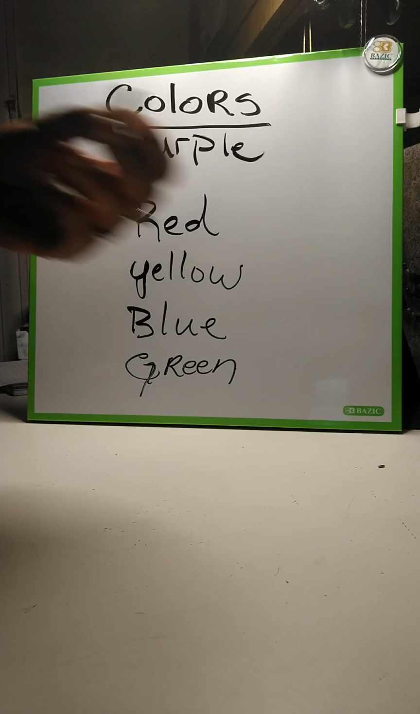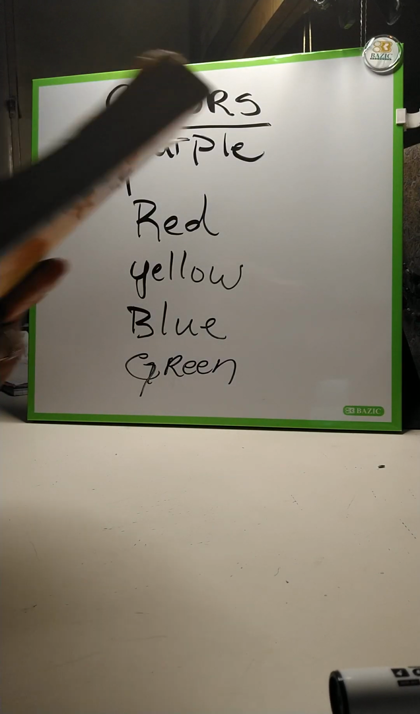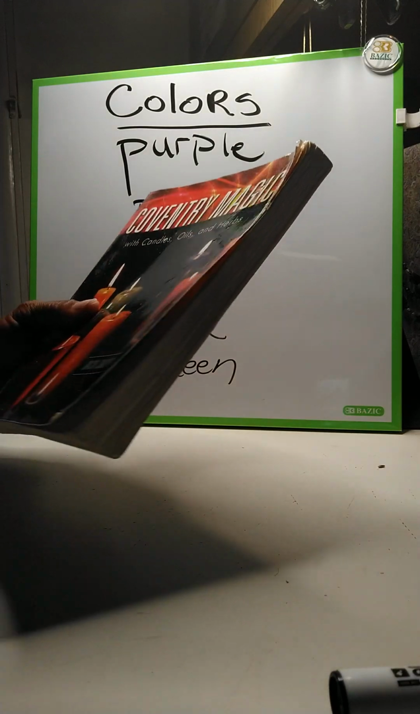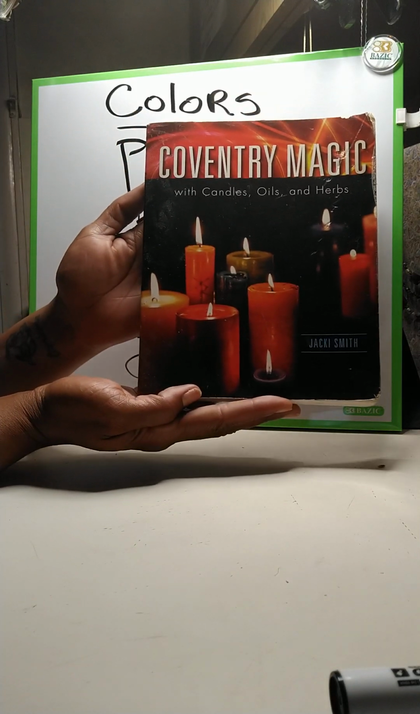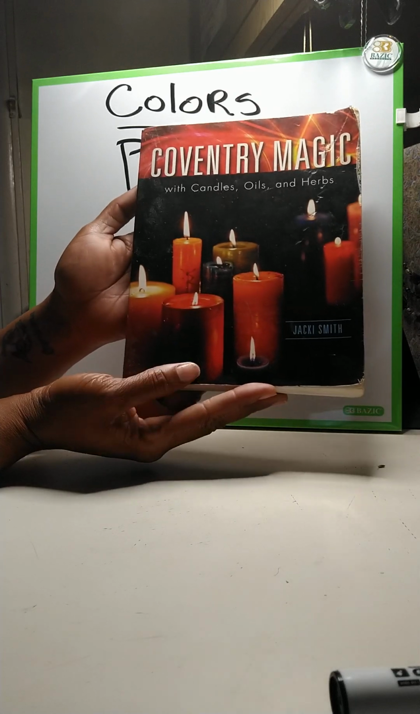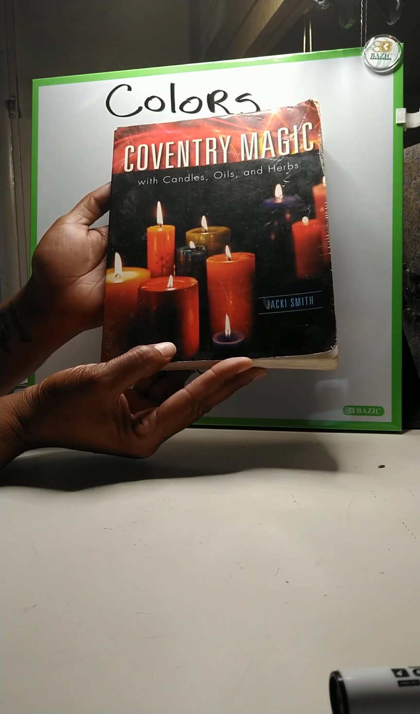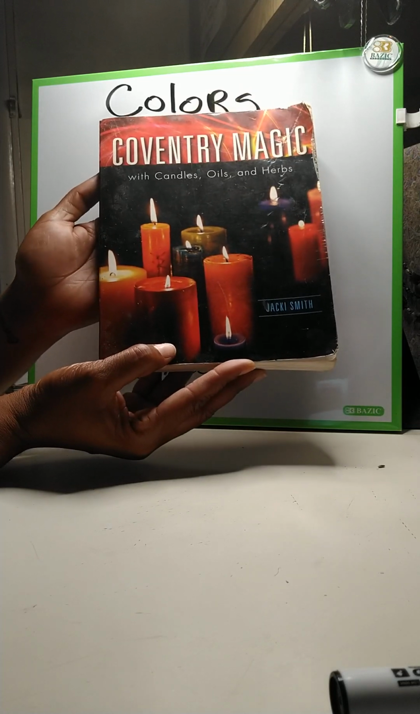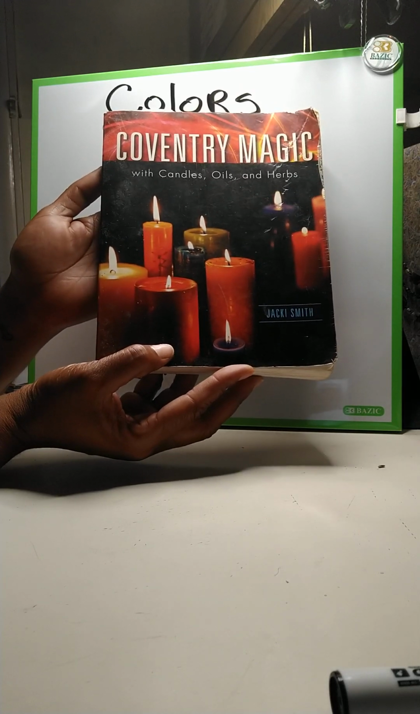Okay? Let's talk about these colors. And I'm going to feature a book here. Right here, I'm going to feature this book. We're going to read from this book. It's called Coventry Magic with Candles, Oils, and Herbs. This book is written by Jacki Smith. She's a great author. I want to go pick up her other book too. But this book helped me a whole bunch. So why don't you go ahead and order this book from her.